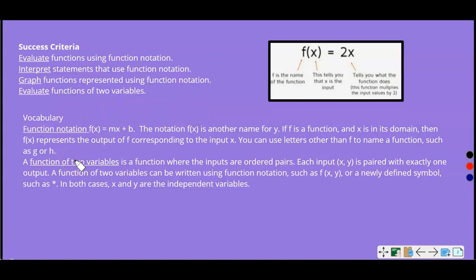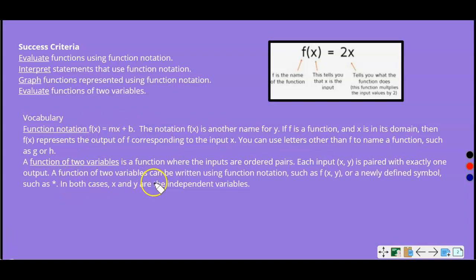All right, some vocabulary that you need to be aware of. Make sure you put this in your notes. Function notation: instead of y equals mx plus b, you will see f of x equals mx plus b, or some other variable here, but still in this form. So the notation f of x is another name for y. If f is a function and x is in its domain, then f of x represents the output of f corresponding to the input x.